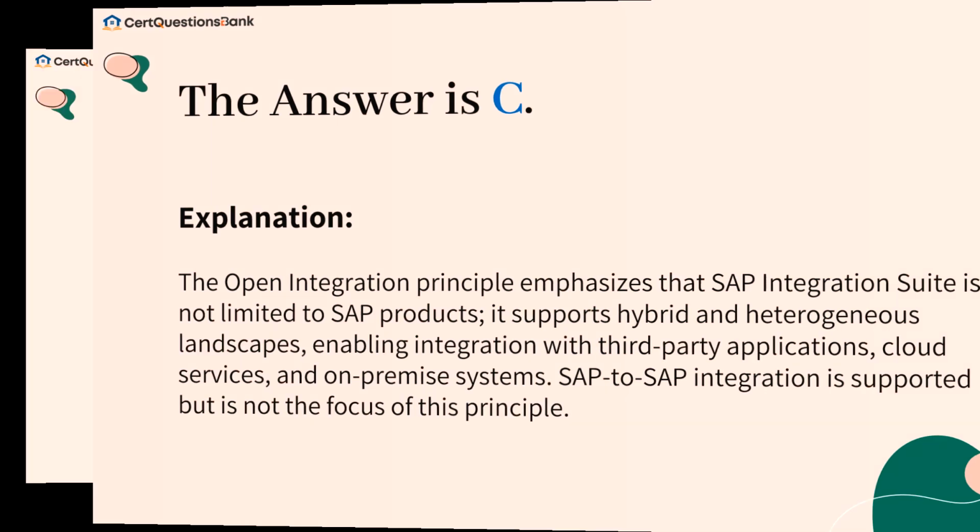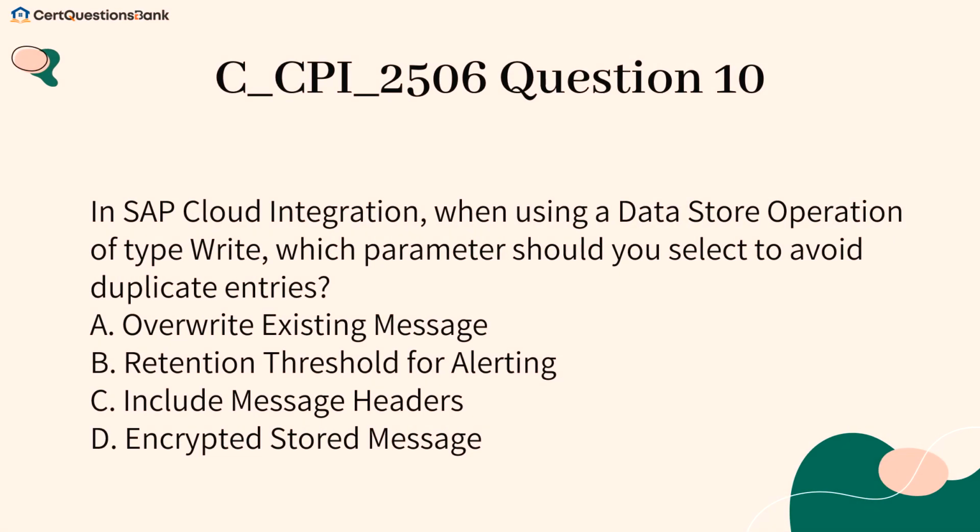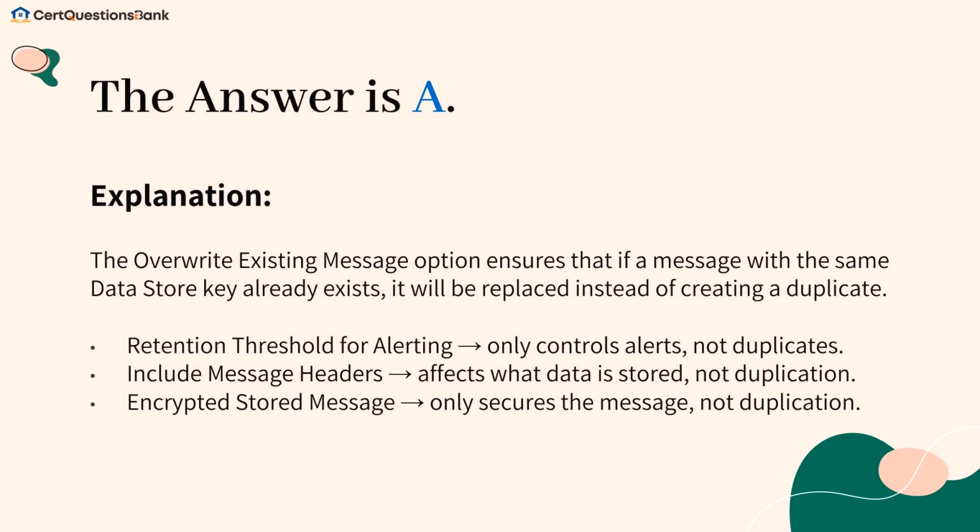In SAP Cloud Integration, when using a data store operation of type write, which parameter should you select to avoid duplicate entries? A. Overwrite existing message. B. Retention threshold for alerting. C. Include message headers. D. Encrypted stored message. The answer is A.